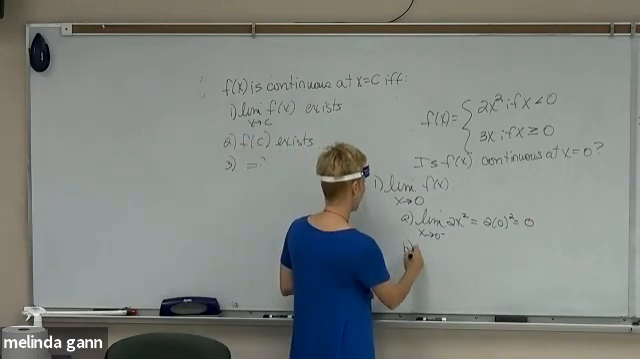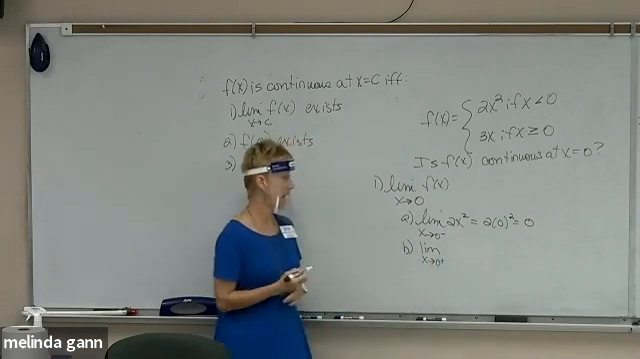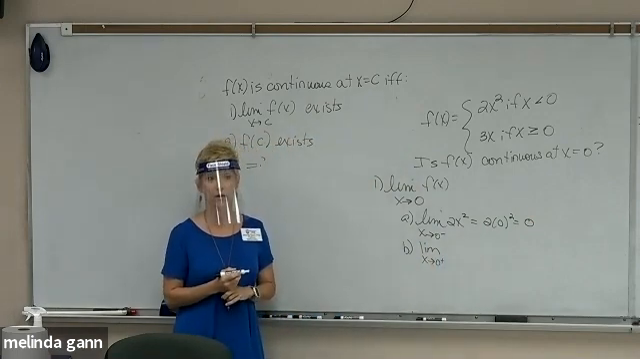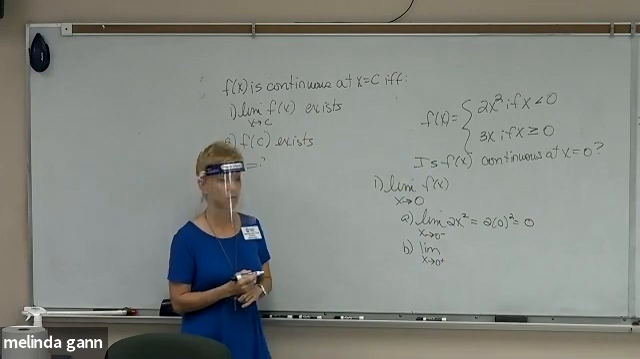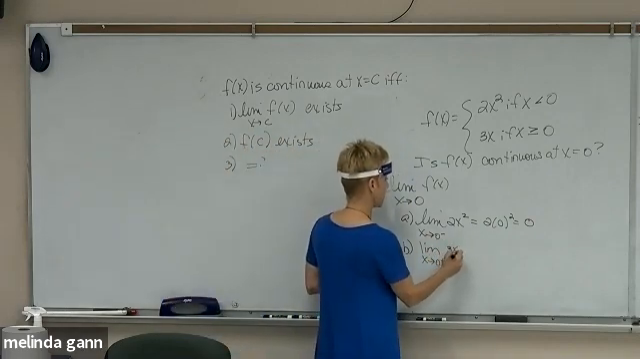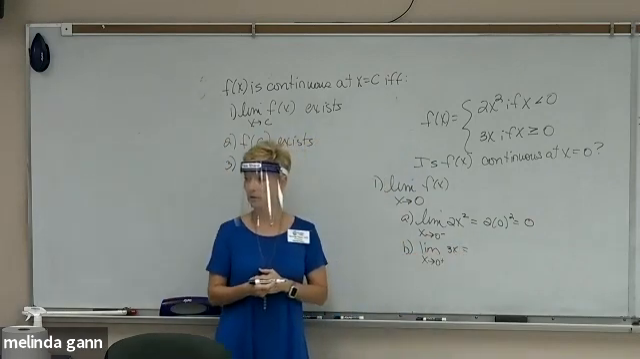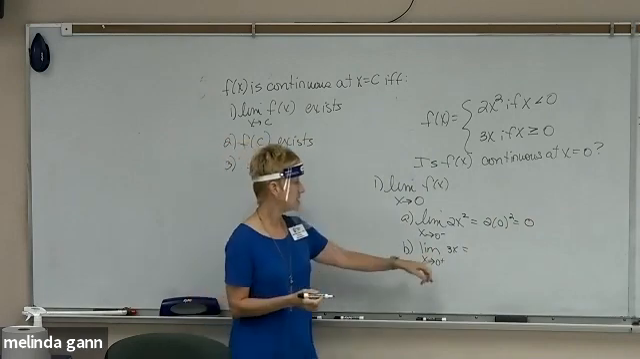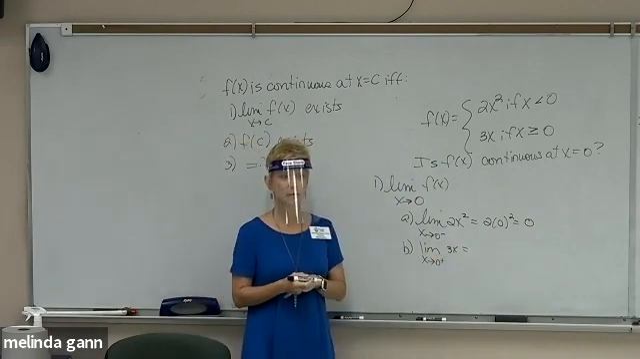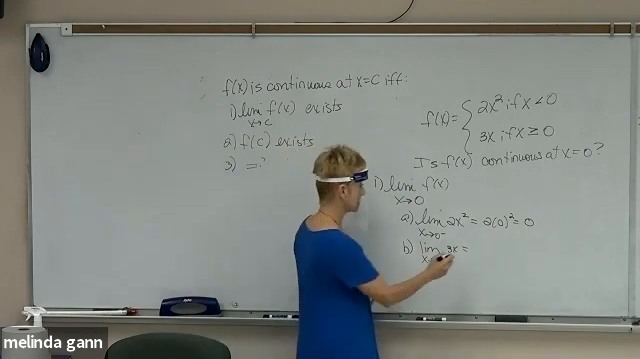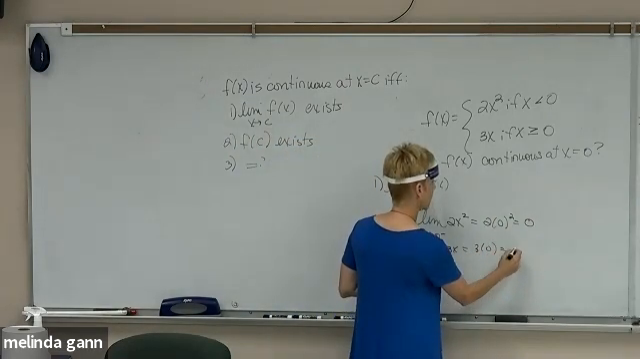Now, if, however, I'm getting close to 0 from the right side, my function is no longer 2x squared. Now what's my function? 3x. Now again, isn't that a polynomial? So can I take 0 and plug it in for my x? And I get what? 0.